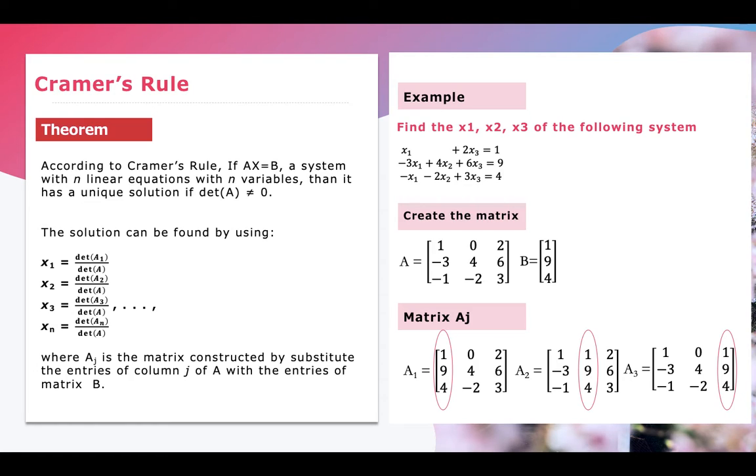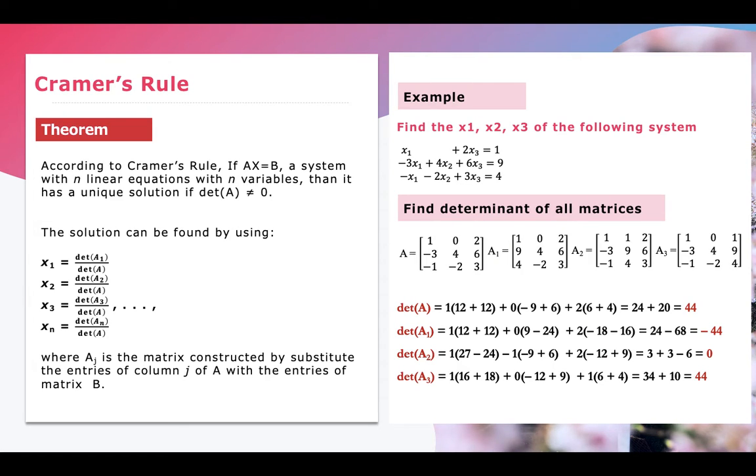After that, check for the matrix Aj. In matrix A1, we substitute the entries of the first column of A with the matrix B. So we substitute 1, negative 3, and negative 1 with 1, 9, and 4. In matrix A2, we substitute the entries in column 2 with the matrix B, and then in the third matrix, A3, we substitute the third column with the entries of matrix B.